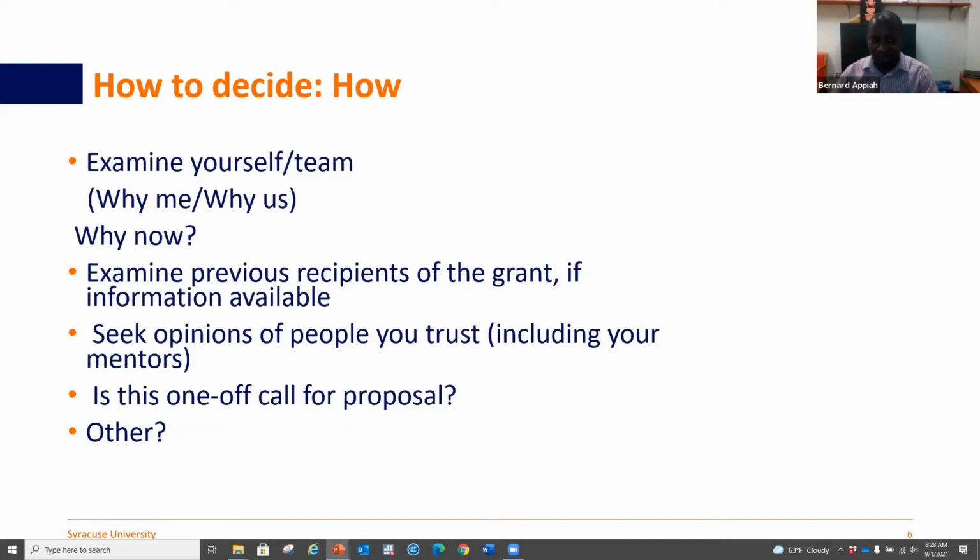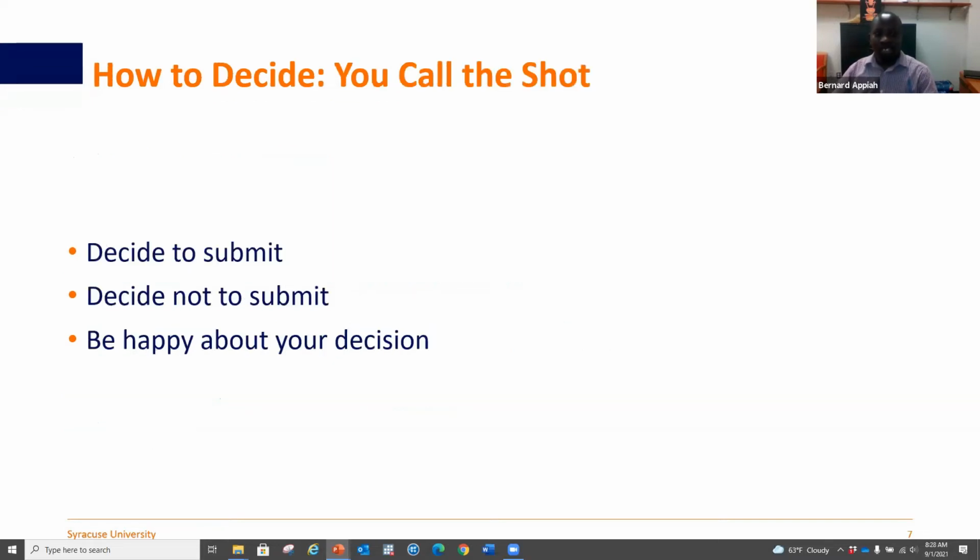But be careful in responding to calls with a large amount of money with fewer grants available, because sometimes you may not be the best fit for it. But it's also possible that, depending on how you craft it, you could compete very well. So in the end, in deciding, I say you call the shot.